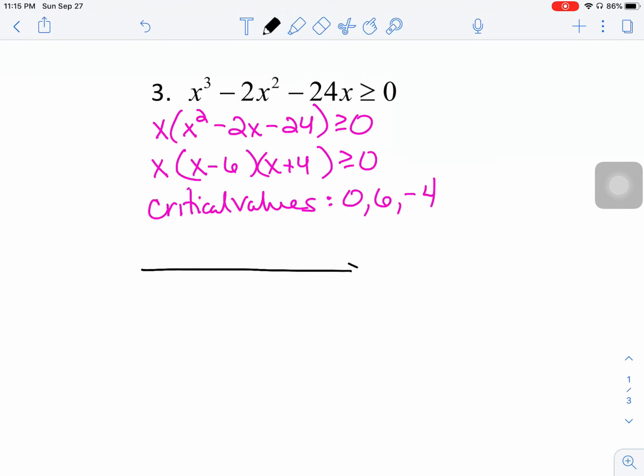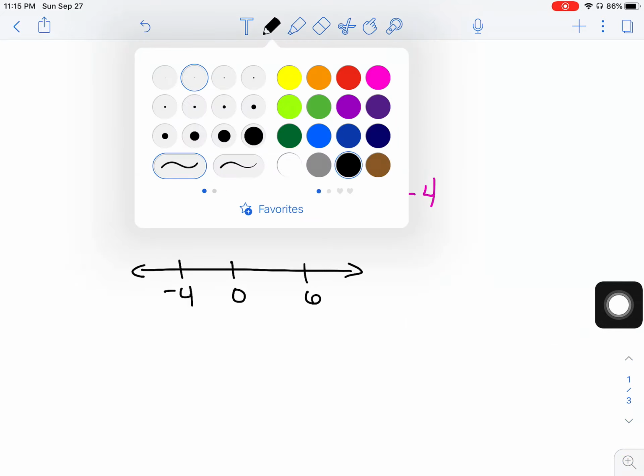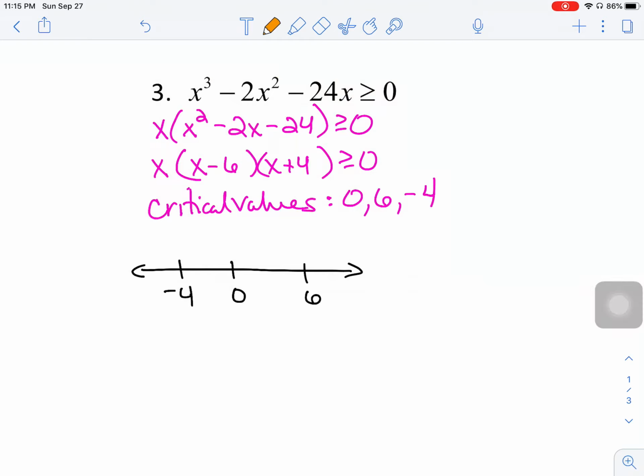On the number line, I'm going to put all 3 of them, again in order, so -4 is my smallest, then 0, then 6. So I now have 4 intervals to test: from -∞ to -4, from -4 to 0, from 0 to 6, and then the last interval is 6 to infinity. Pick anything in those intervals.